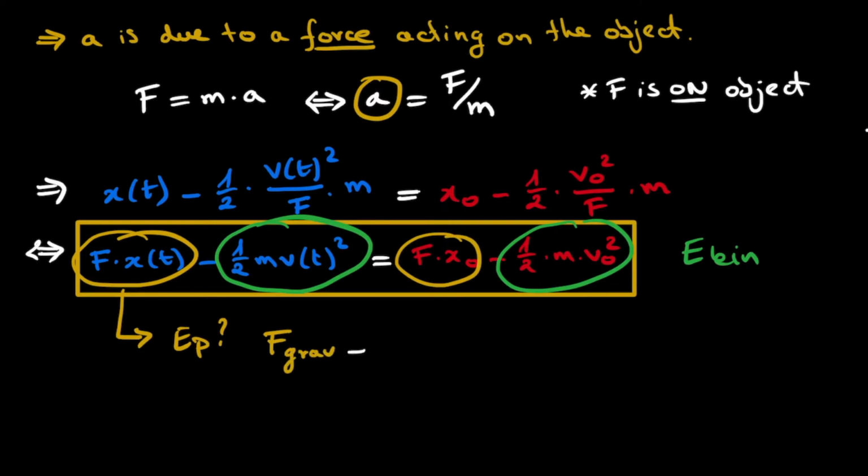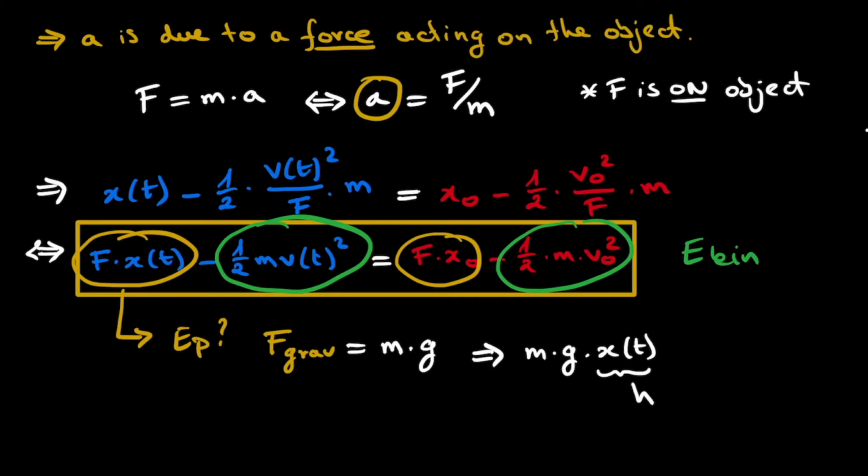Now we of course know the formula for the gravitational force, which is m, the mass of the object, multiplied by this gravitational constant g. Now if we fill this in our description for the potential energy, then we see that we have m multiplied by g multiplied by x of t. And this is just a displacement which is oftentimes called h. So we get m times g times h, indeed the potential energy.